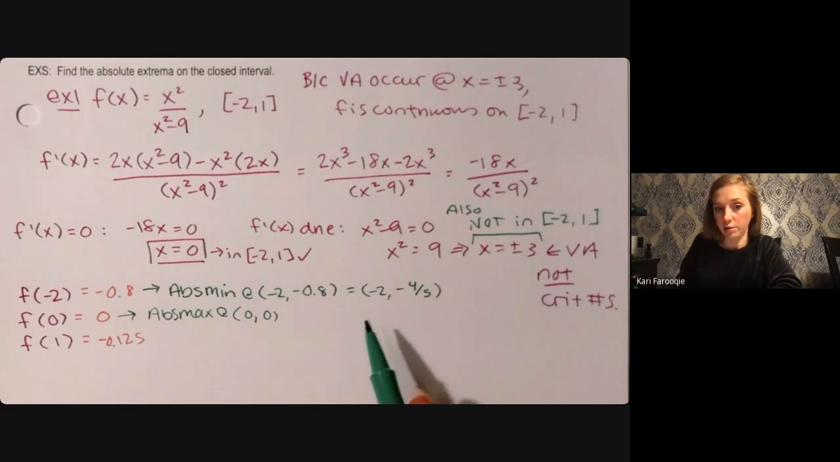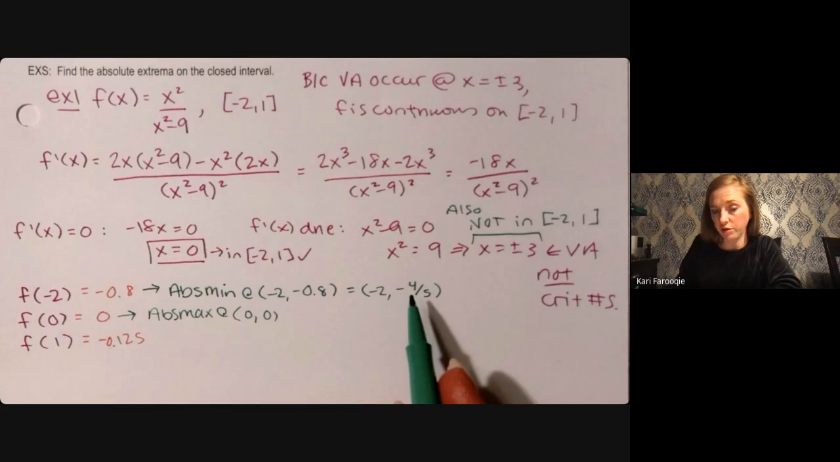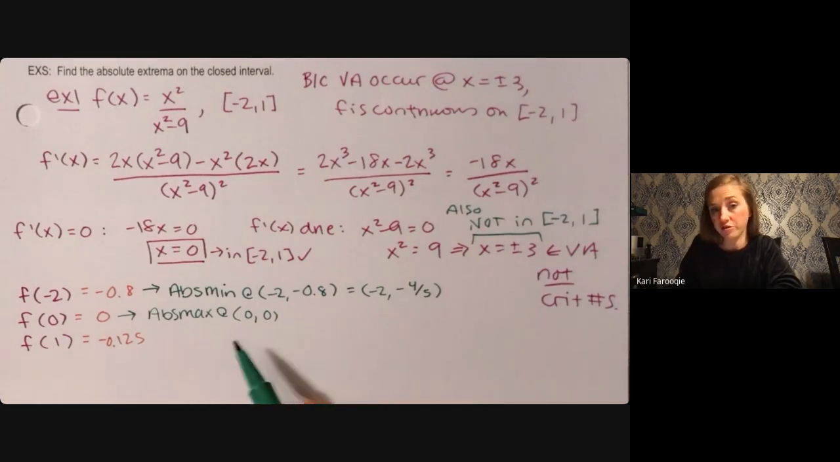Either way, we have a conclusion here. This is the answer. The absolute minimum is at x equals -2, and the value of the minimum is -4/5. And the absolute maximum occurs at x equals 0, and the maximum value is 0.